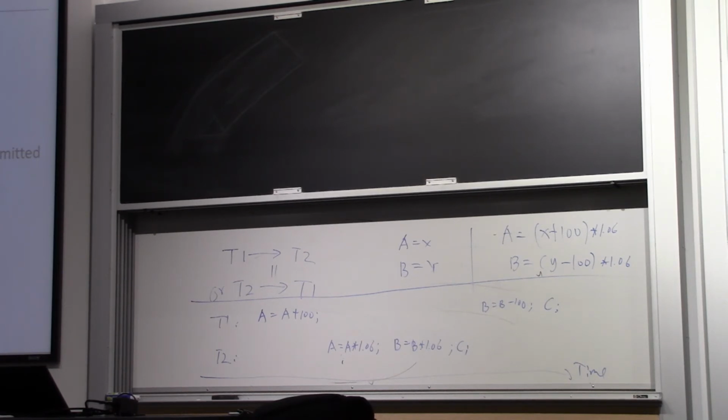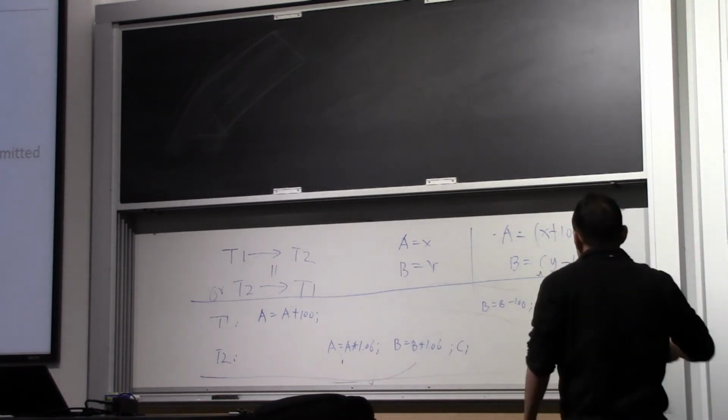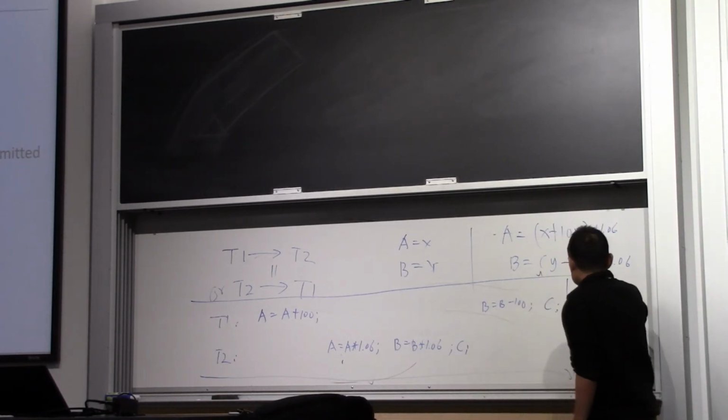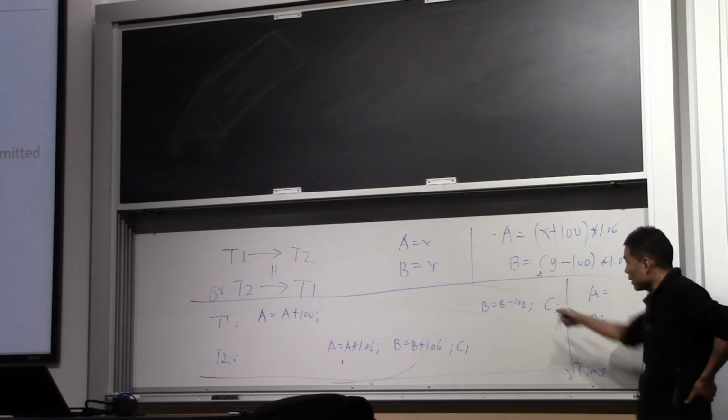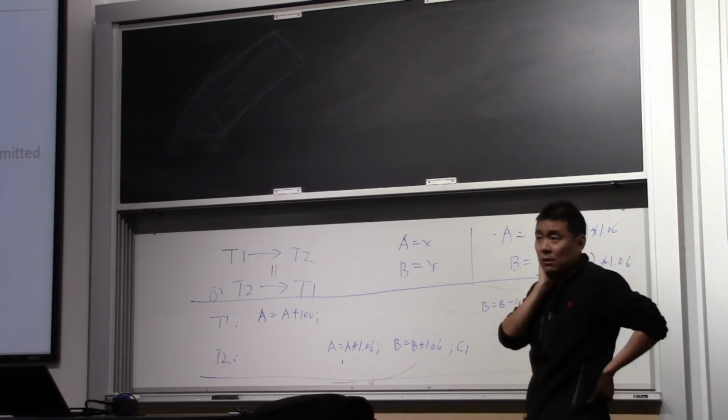Do you figure out what's wrong with this? No? Still no? Come on, you guys are computer science students, right? You have to figure out what's wrong with this. What's the value of A and B at the end of the day if you do this? What's the value of A? What's the value of B? Using this X, Y notation. Can someone tell me? What's the value of A in this case? 106.